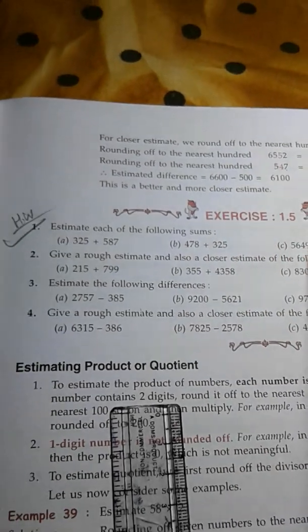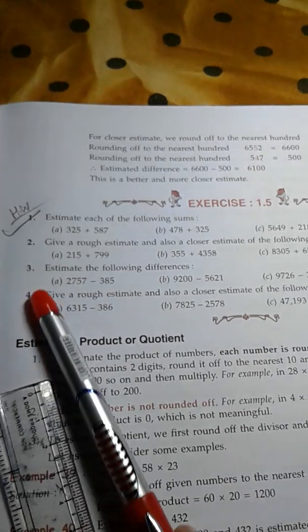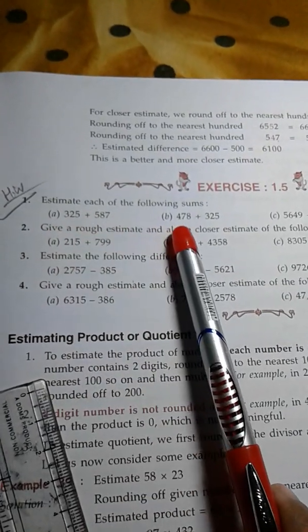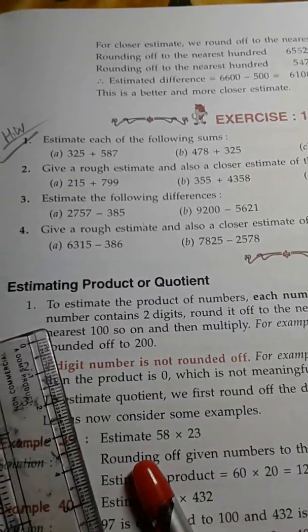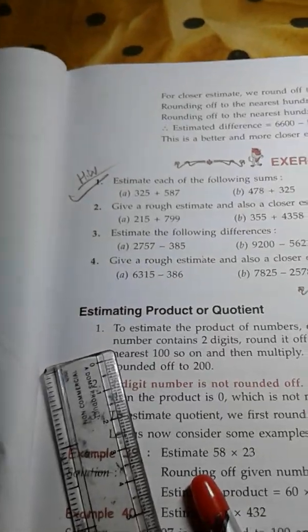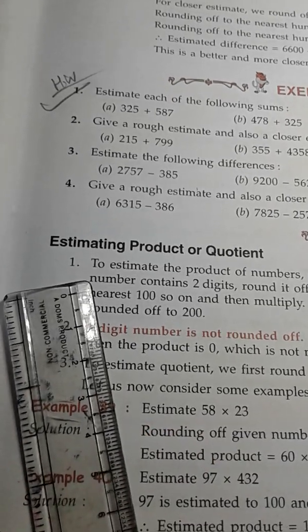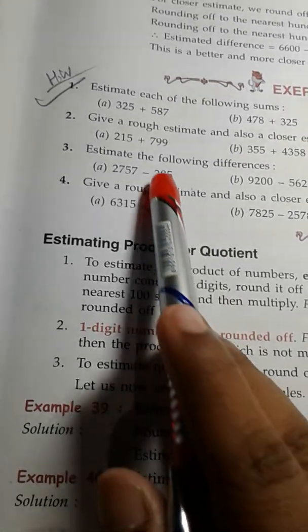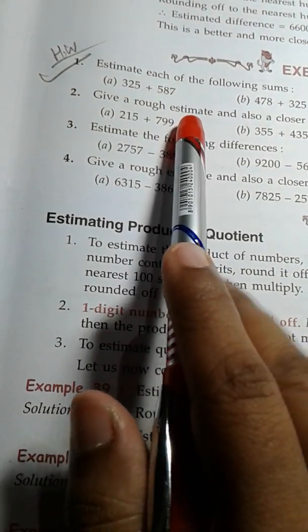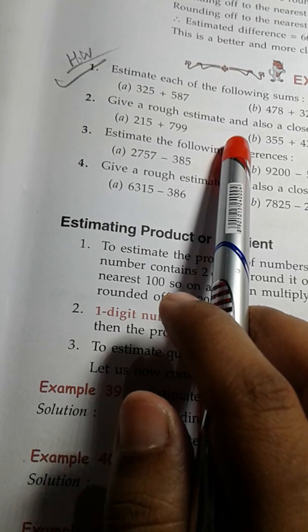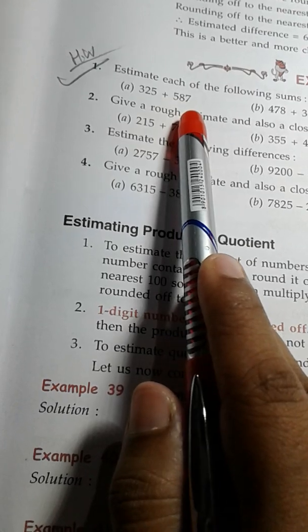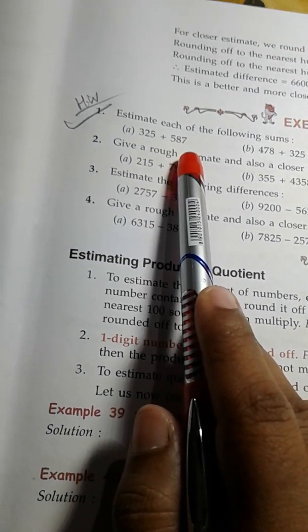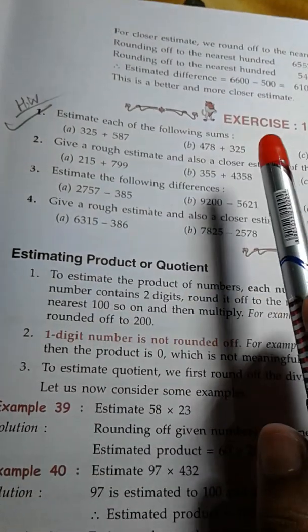Exercise 1.5. These are the numbers. First one is: estimate each of the following sums. 325. The estimated number is what, children? Tell me. Yes, 400. Then the estimated number of 587 is? Yes, 600. So what do you write? First you convert to the estimated numbers, this one and this one. Then you add. You follow the examples. Okay. Then B you do yourself.